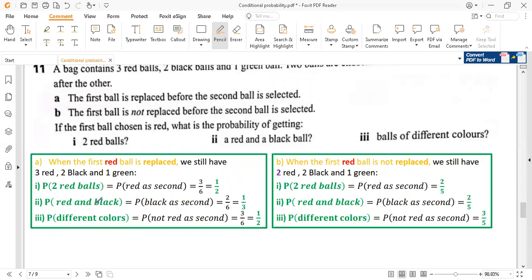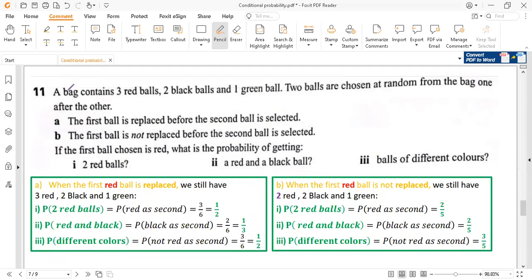Simply the idea. Okay. A bag contains 3 red balls, 2 black balls, and 1 green ball. So normally we have 3 red, 2 black, 1 green. In total, we have 6. Two balls are chosen at random from the bag, one after the other. Also, we can investigate the conditional probability with replacement and without replacement.